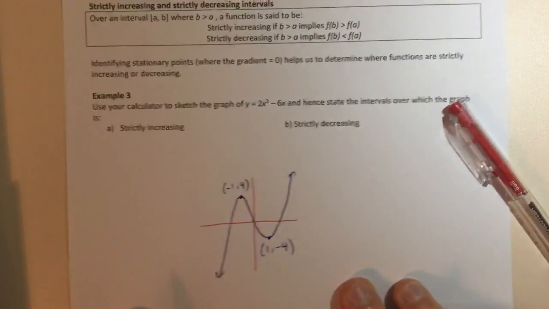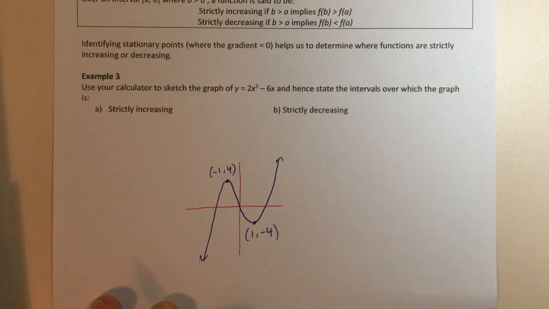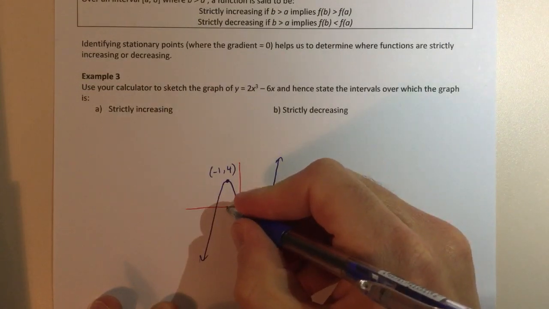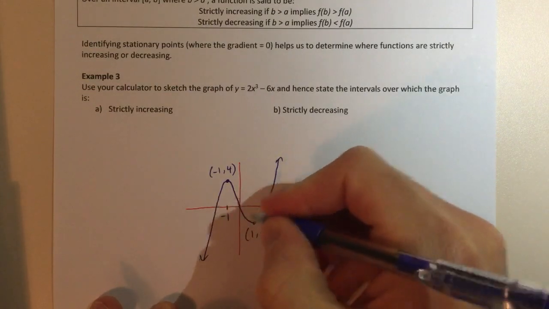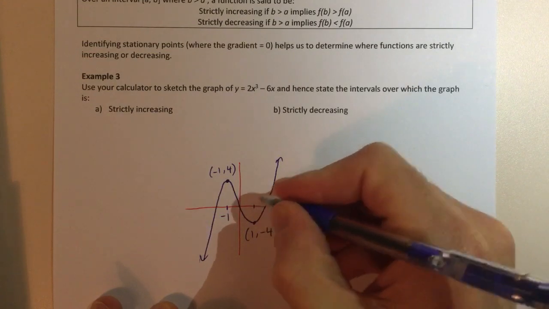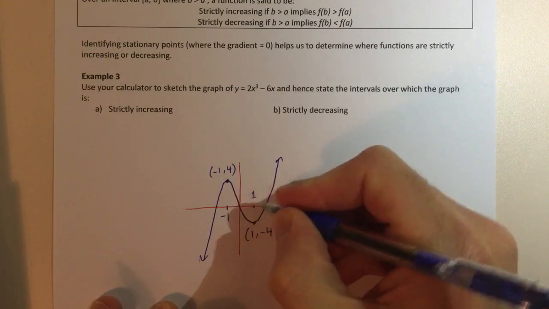All right, now we're really talking about intervals in terms of x. So the y coordinates aren't super important there, but what is important to know is that the maximum was at x equals -1. The minimum was x equals +1.